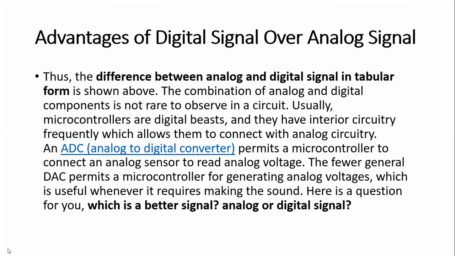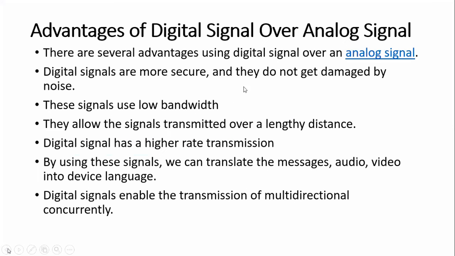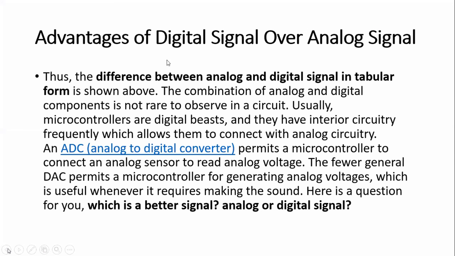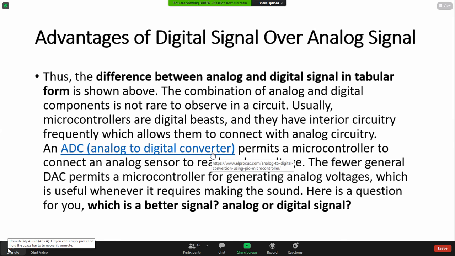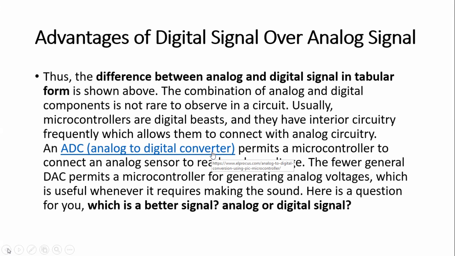Advantage of digital signal over analog signal. There are some differences. That means till now we have read the advantages. The difference between analog and digital is shown in tabular form above. The combination of analog and digital components is not rare to observe in a circuit. Usually microcontrollers are digital, and they have interior circuitry which allows them to connect with analog circuitry, and ADC means analog to digital converter. That means you can use a device known as ADC, analog to digital converter, for converting your analog signal to digital signal. Basically, we have to use ADC everywhere.